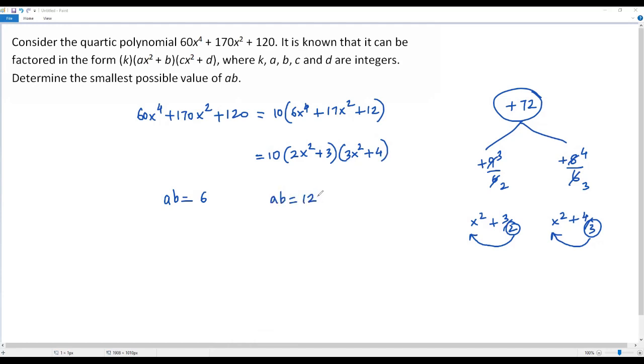Here we get two possible values for ab, and according to the question we have to find the smallest possible value of ab. So the smallest possible value of ab is 6.